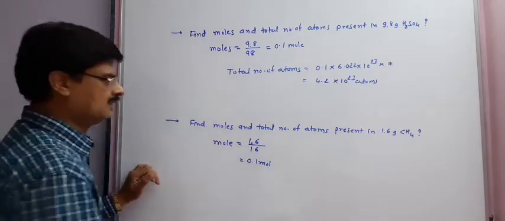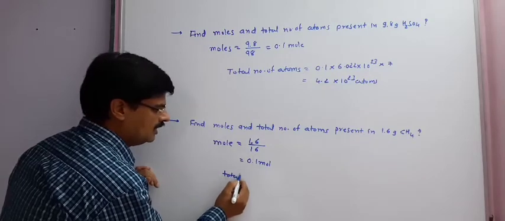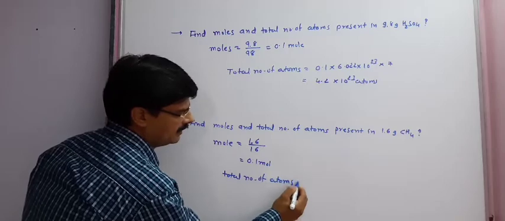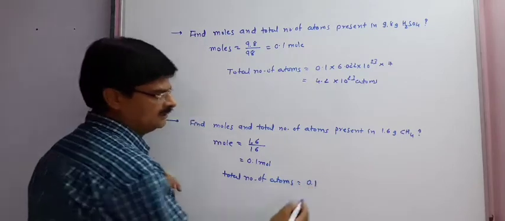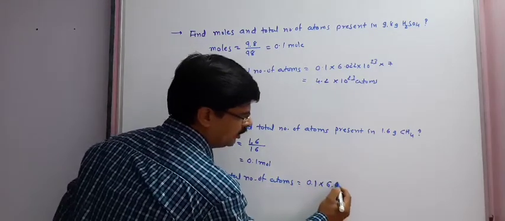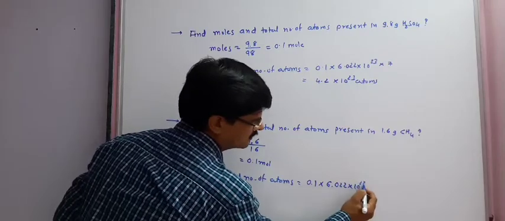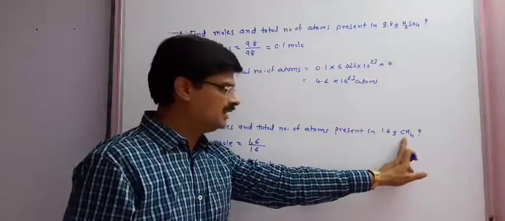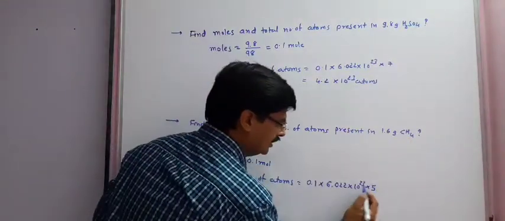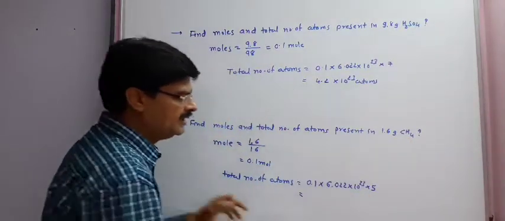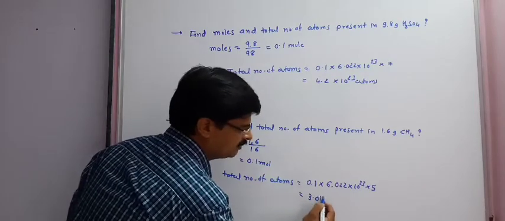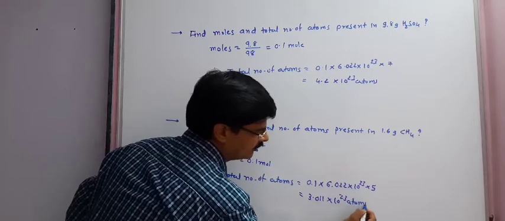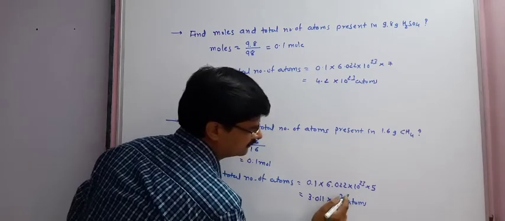0.1 mole. Now, total number of atoms is equal to 0.1 into Avogadro number into total number of atoms present in CH4, which is 5. Therefore, on multiplication, we will get 3.011 into 10 raised to 23 atoms of methane.